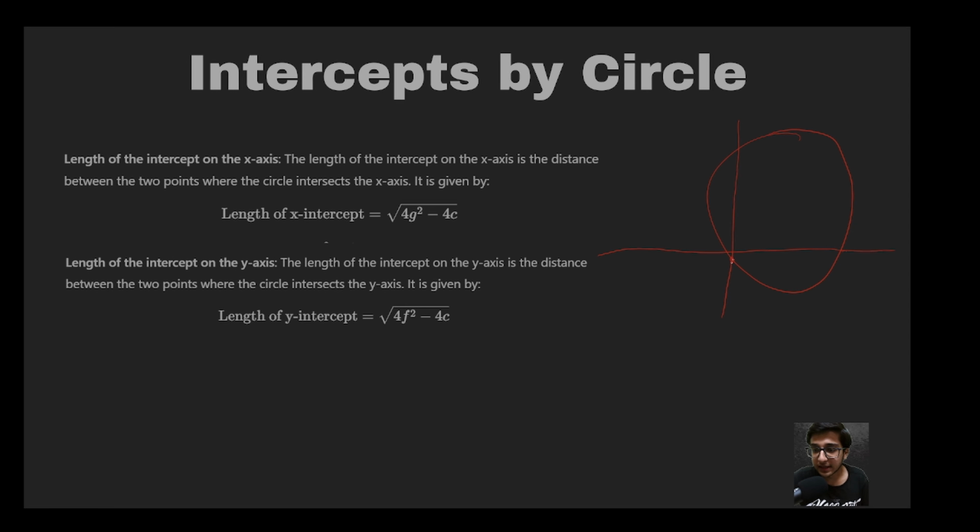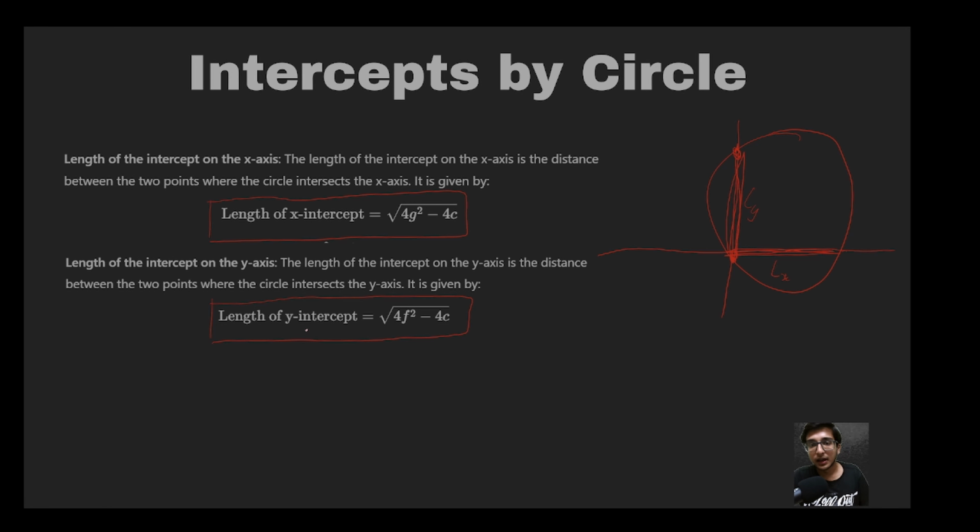Now you can see the intercept that it makes on the y-axis, this length, and this is the length of the intercept that it makes on the x-axis. So this is, let's say, Ly, this is Lx. So we can find out the length of intercept it makes on the x-axis as well as the y-axis.